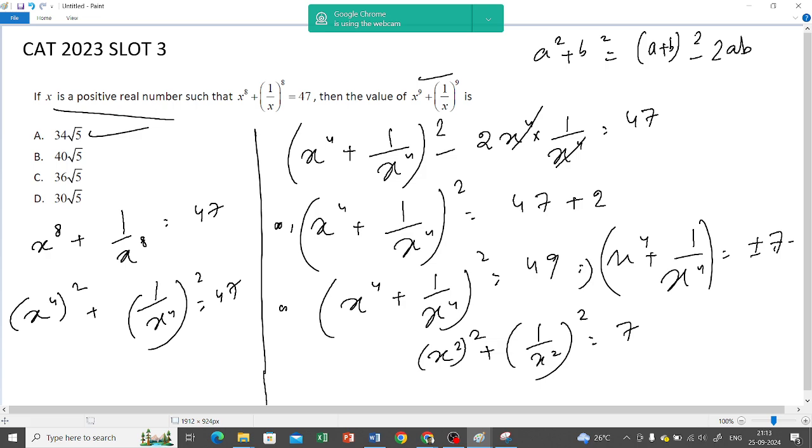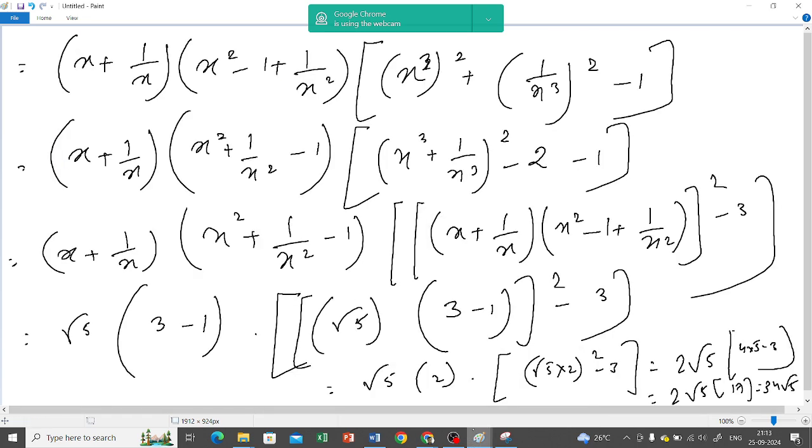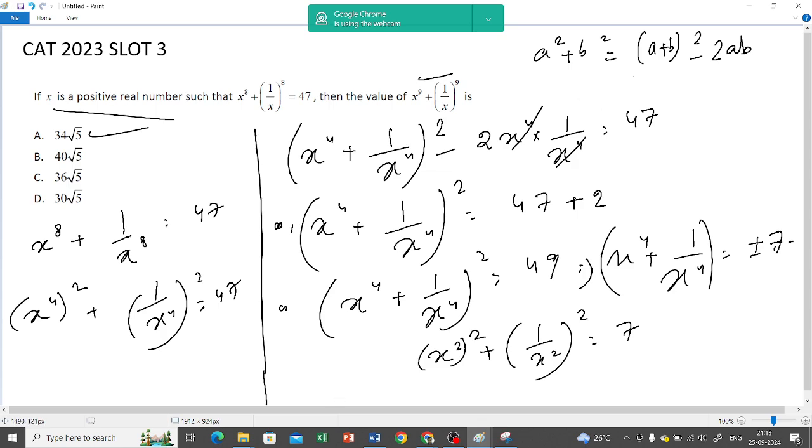So here what are the formulas that we came across? We came across a formula of a square plus b square is a plus b whole square minus 2ab. We came across a formula of a cube plus b cube is equals to a plus b, a square minus ab plus b square. Do you understand? We came across these formulas.